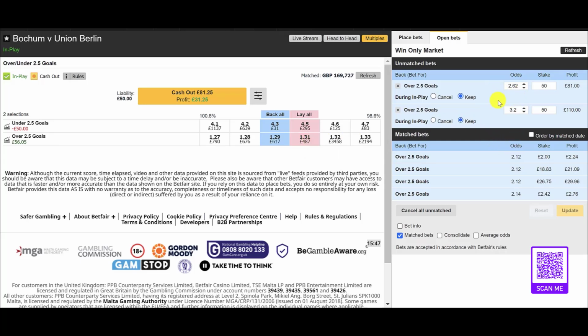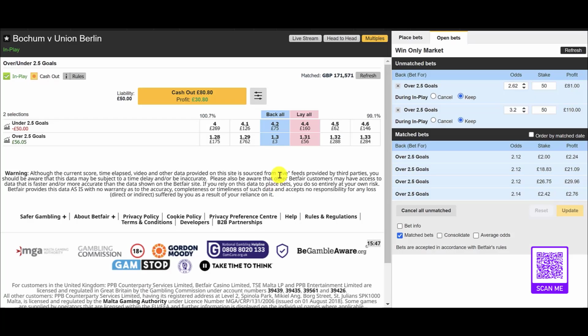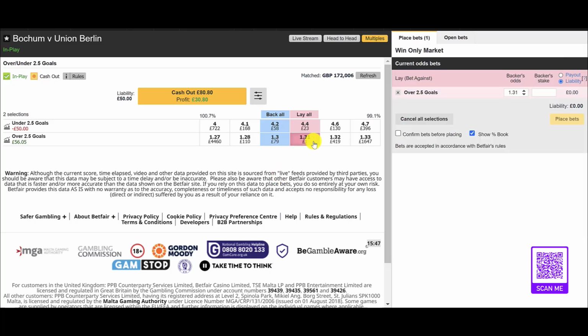We didn't get any of our orders matched, but that's absolutely fine, as there's definitely some profits there. Now let me show you. I've updated the XG, and it's now 2-0 Bochum. We're still overdue 1 goal, so this can help us with our decision making, because we could cash it out for the £30 of profit.